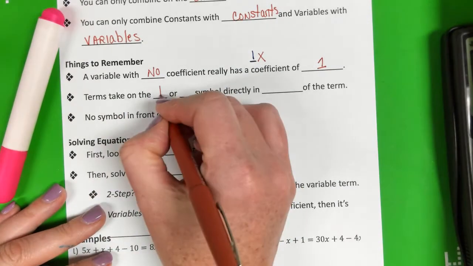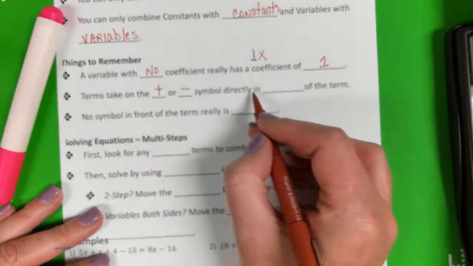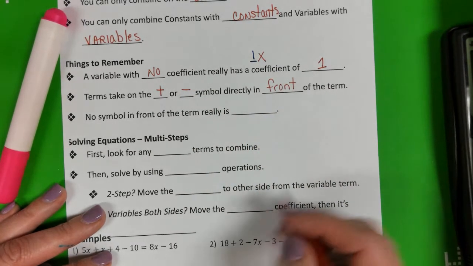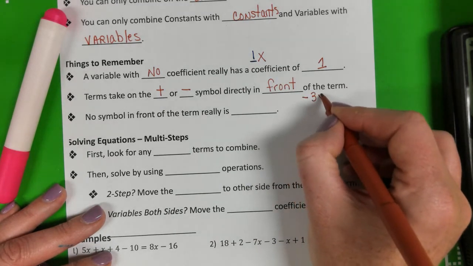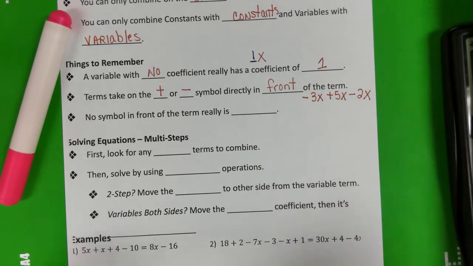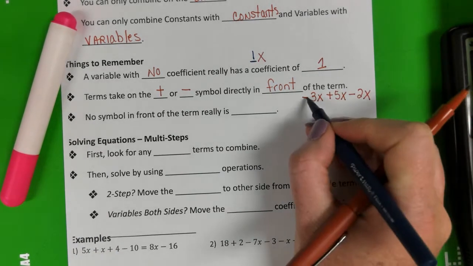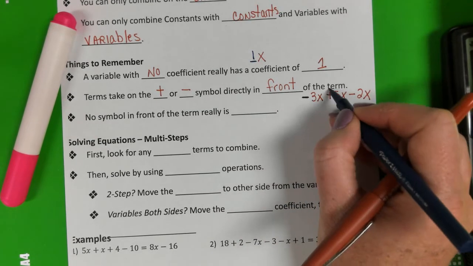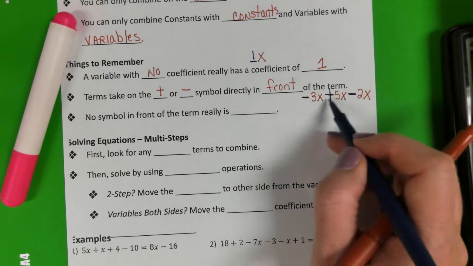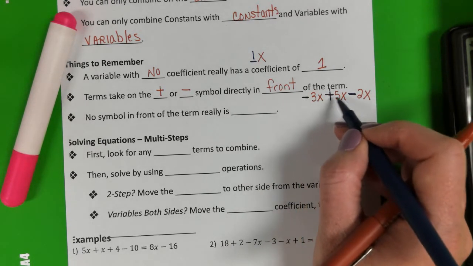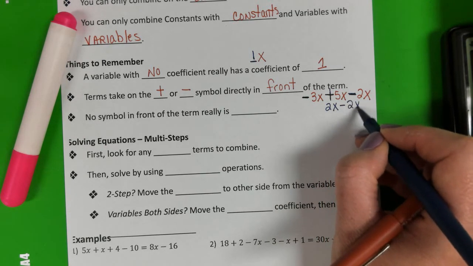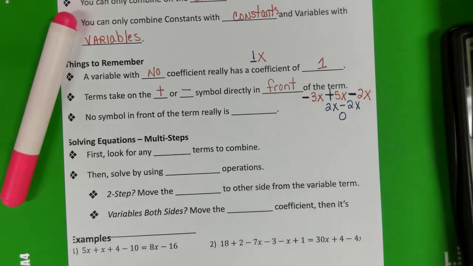Terms take on the positive or negative symbol directly in front of the term. So for example, if I had negative 3x plus 5x minus 2x, those are all like terms. The 3 is negative, the 5 is positive, the 2 is negative. So when I put these together, it would be negative 3 plus 5, which is 2x, and then 2x minus 2x, ooh, I didn't mean to do that, but that's 0, right? That would cancel out.